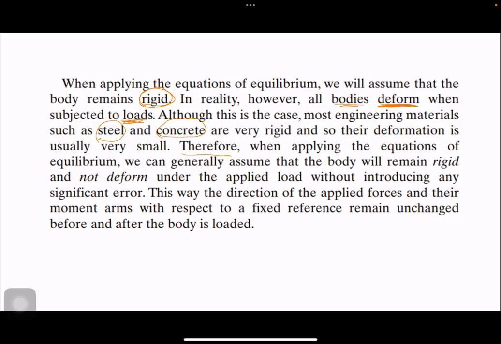Okay, so therefore, when applying the equations of equilibrium, we can generally assume that the body will remain rigid and do not deform under the applied load without introducing any significant error. This way, the direction of the applied forces and moment arms with respect to a fixed reference remain unchanged before and after the body is loaded.